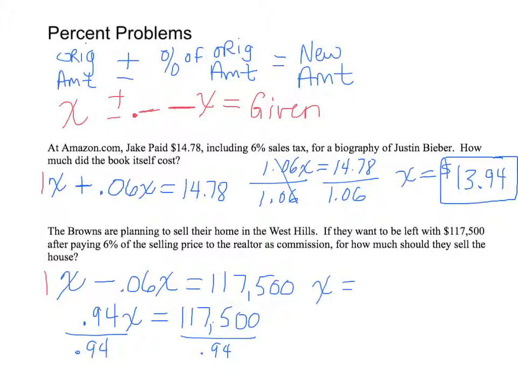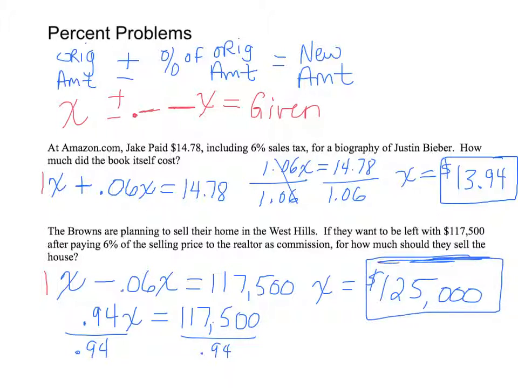So how much should I sell the house for? 125,000. If when I give 6% up, I want to be left with 117,500. What do you think? All right, let's look at the next type of problems.